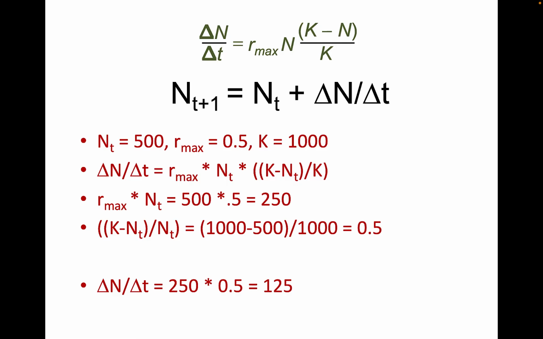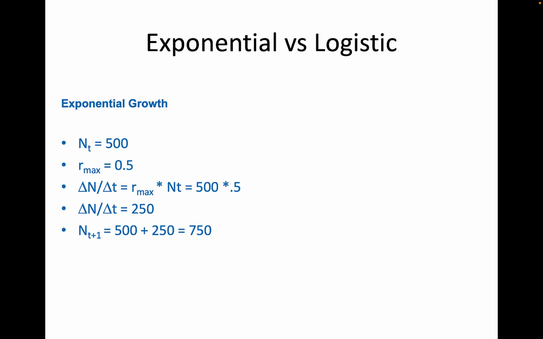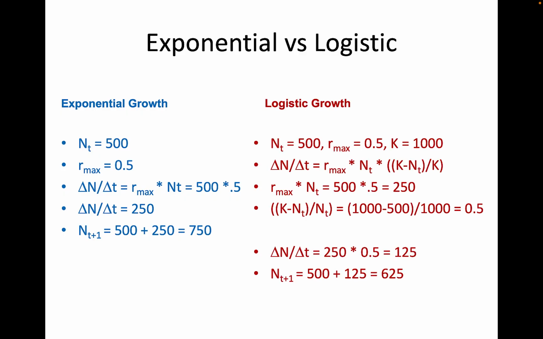If we look at that growth rate of 125 and we add that to our original population of 500, we get a new population at the end of the time period of 625. Now let's contrast that with the growth that we had with the exponential growth rate. With exponential, using these same numbers, but not using a carrying capacity, we had growth from 500 to 750 in that one time period. With logistic growth, our population grew from 500 to 625 in that same period.